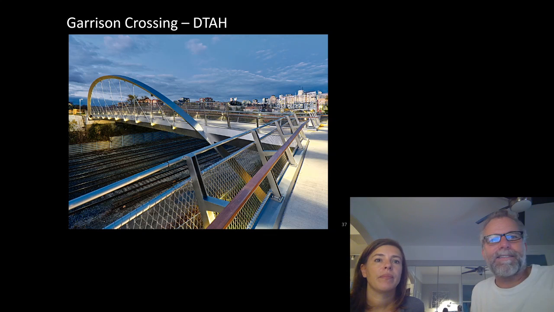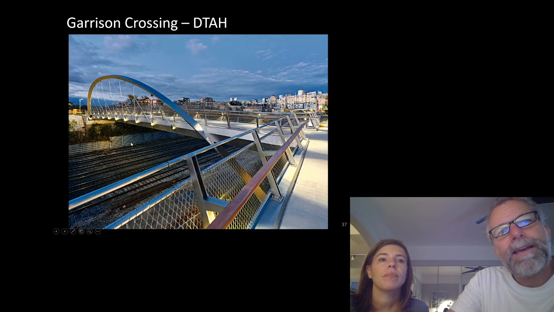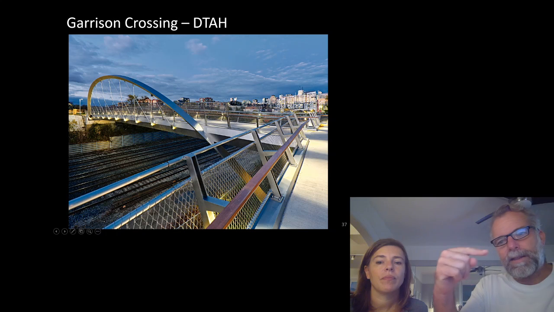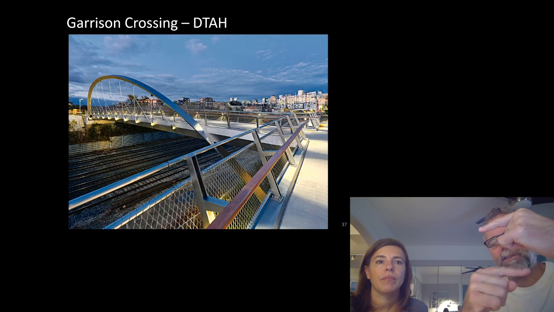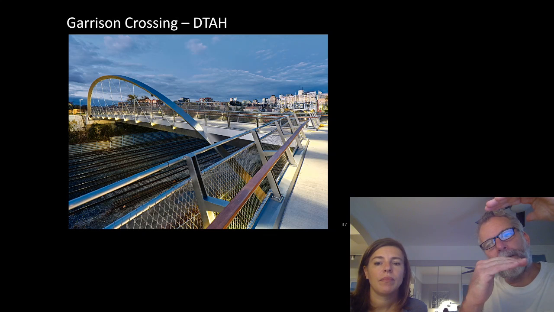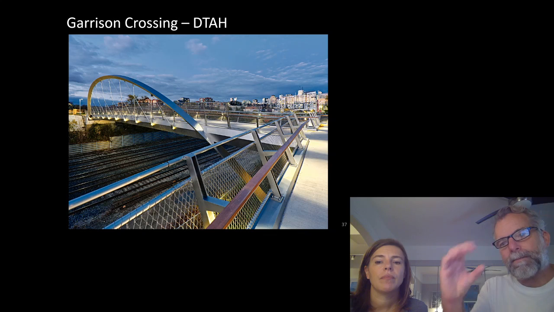Okay, this is extraordinary. This is the Garrison Crossing at Fort York. This is a DTAH bridge. Stainless steel bridge, single-sided arch. And you can see what they've done here, which is quite interesting. The hanger cables cross each other. By crossing the hanger cables, the hangers are now able to transfer shear, horizontal shear, between the top arch and the bottom chord, which is the deck, which means that the whole system acts like a truss.